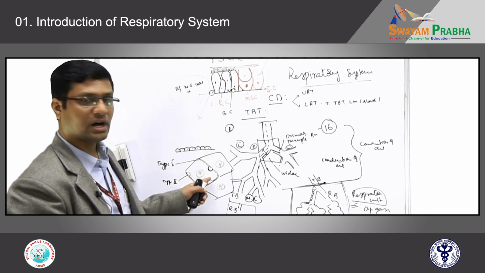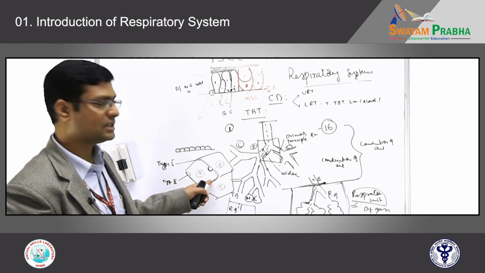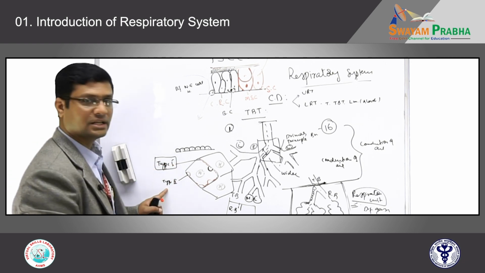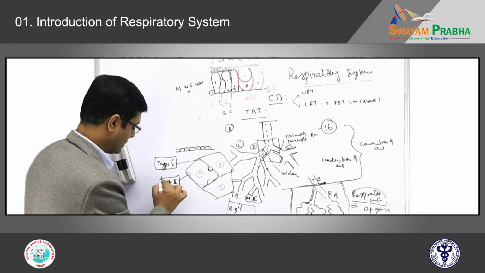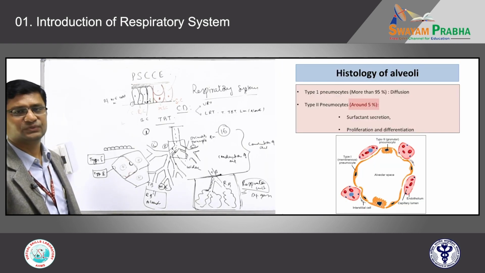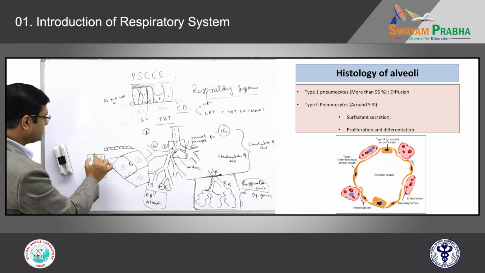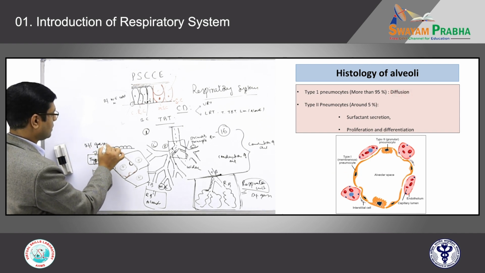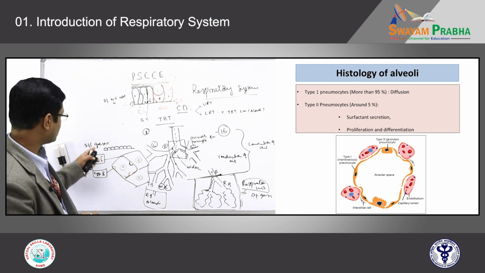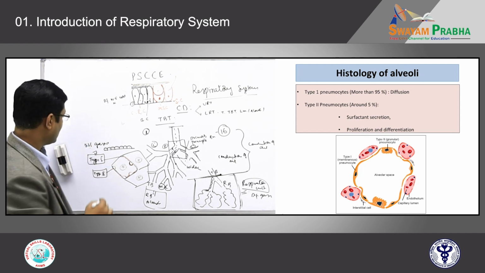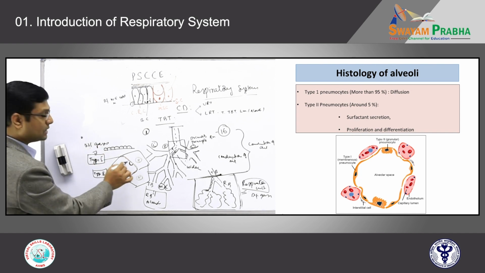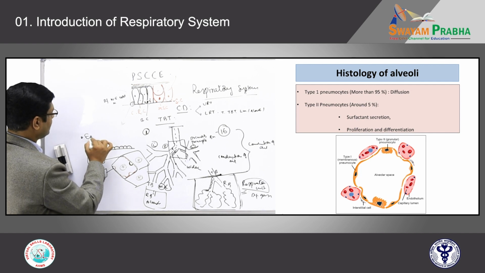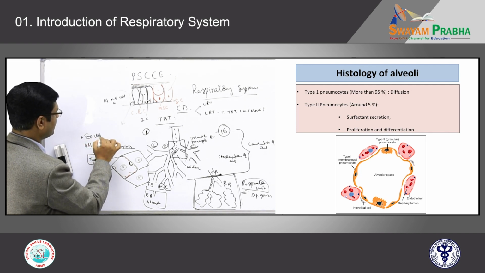The majority of the alveoli, that means more than 95%, are lined by type 1 cells, and type 2 cells constitute only about 5%, right. What is the function of type 1 cells? The main function is diffusion of gases, which takes place at type 1 cells. And one more important thing you should know: these type 1 cells are thin, flat, and very fragile.